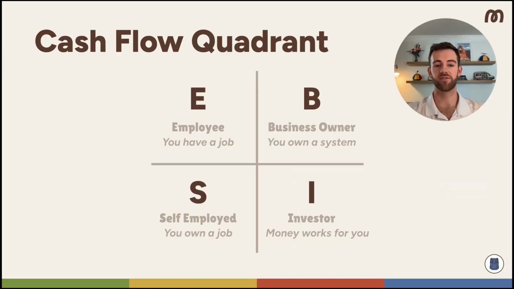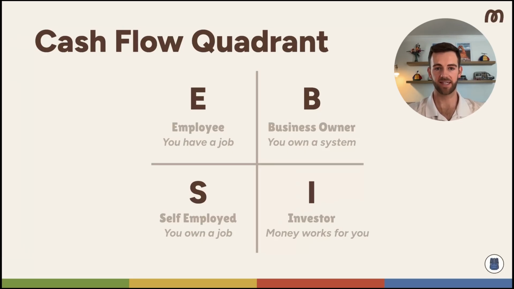And he splits up the 4 sources of income in this quadrant. The top left is E for employee, where you have a job. You're trading time for a salary or hourly wage. Your employer controls your income, so if you stop showing up, the income stops. Most people start here, and there's nothing wrong with that. W-2 income is what funds everything else, but it is fully active income. You're always trading time for money.